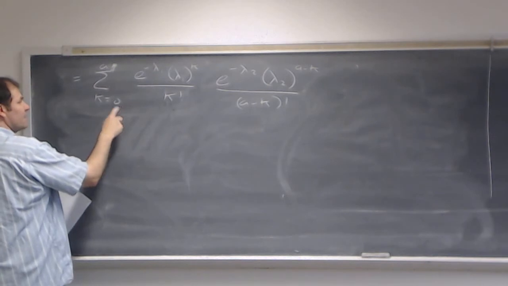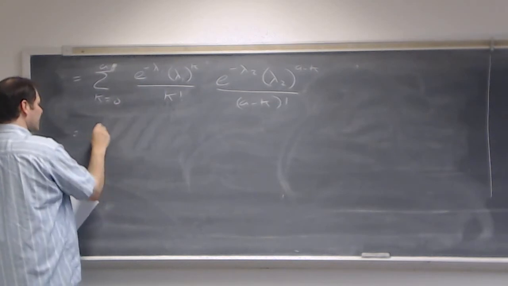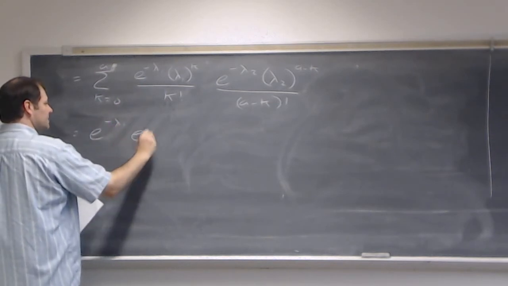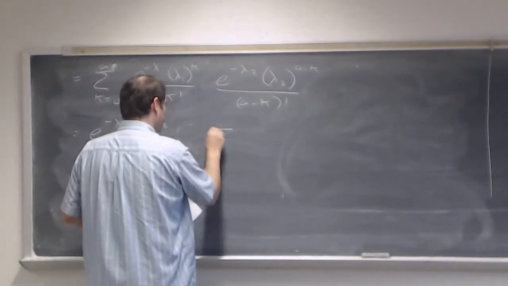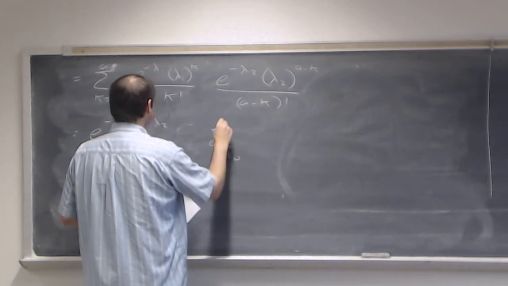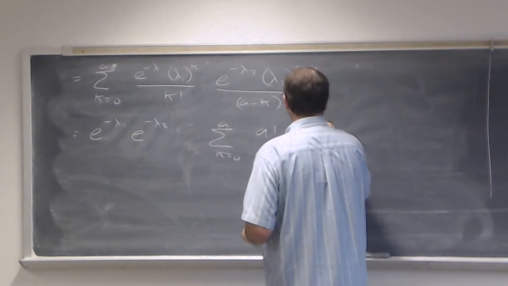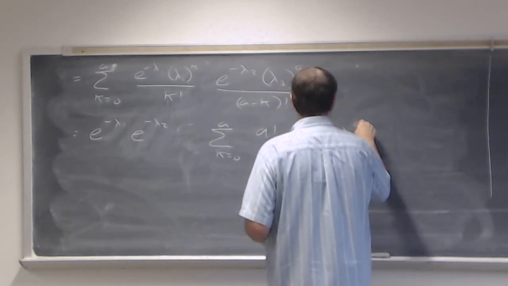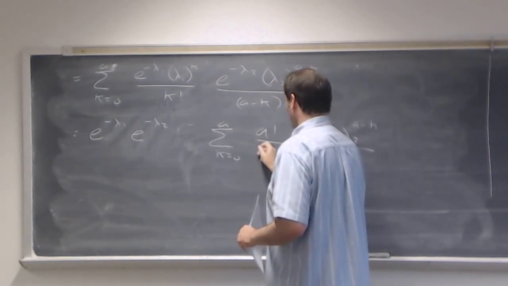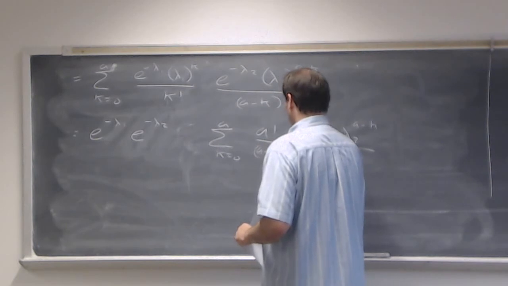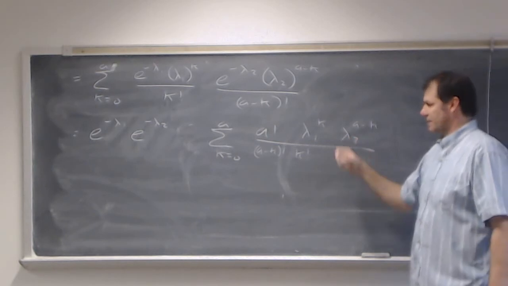But the index for the summation is k, and so a is a constant. So I can take out the e to the minus lambda sub 1 times e to the minus lambda sub 2. I've got a sum as k runs from 0 to a. What I'm thinking is to put a factorial here, and then I have lambda sub 1 to the k and lambda sub 2 to the a minus k, all over a minus k factorial and then k factorial.